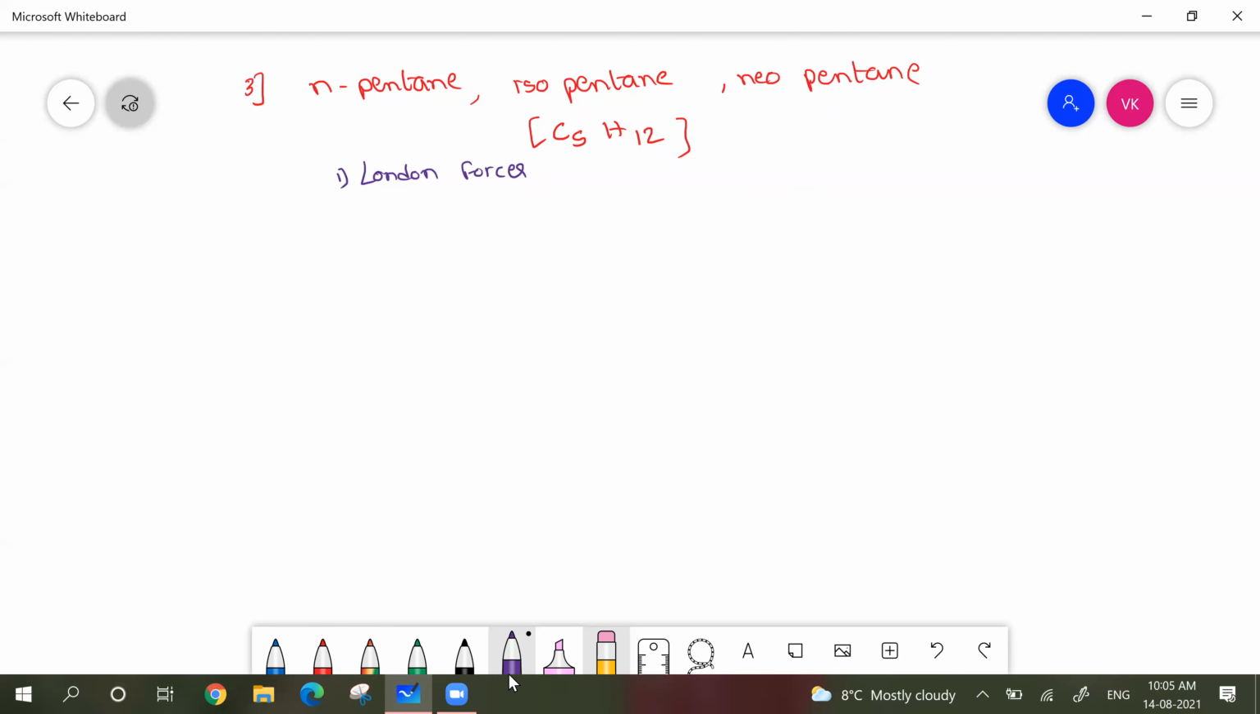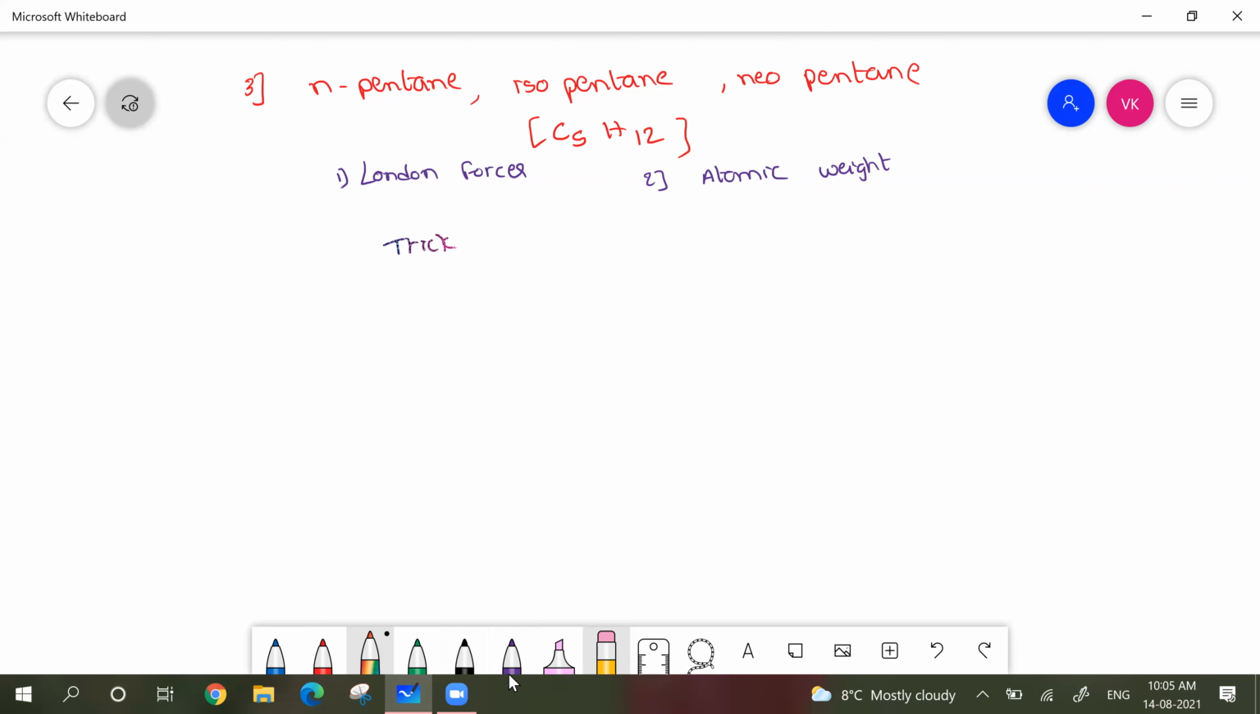First one, we can't compare them based on the type of force existing. Second one, based on atomic weight or molecular weight also, that trick we can't use here because all are having the same molecular weight. Then how can you say which is having stronger molecular force, I mean van der Waals forces, in this case? Then you have to use another trick.